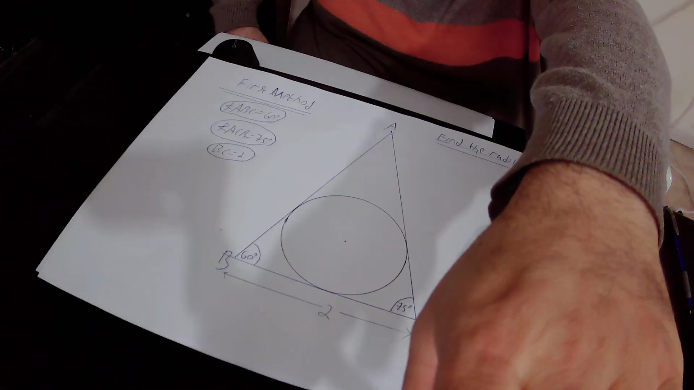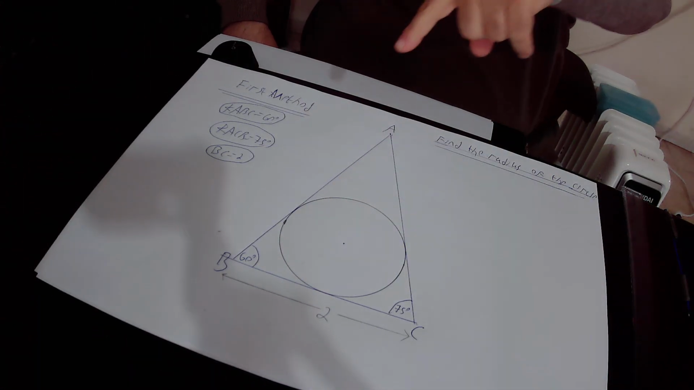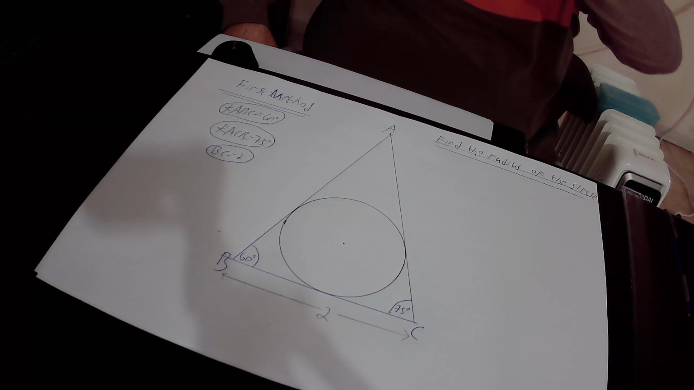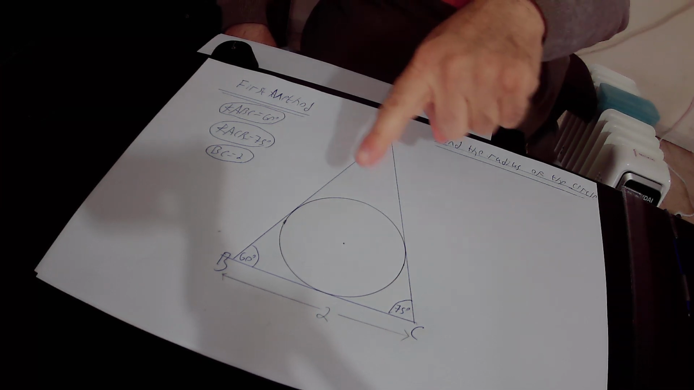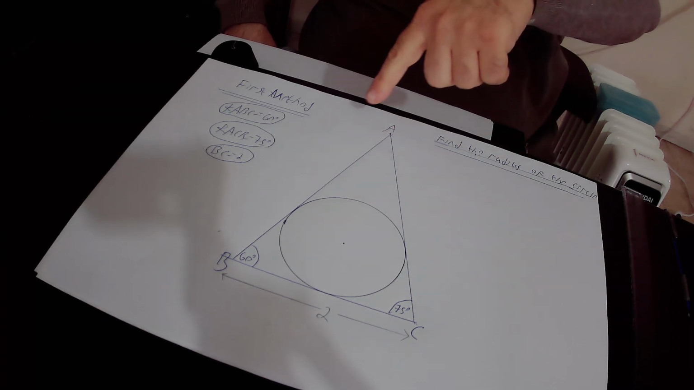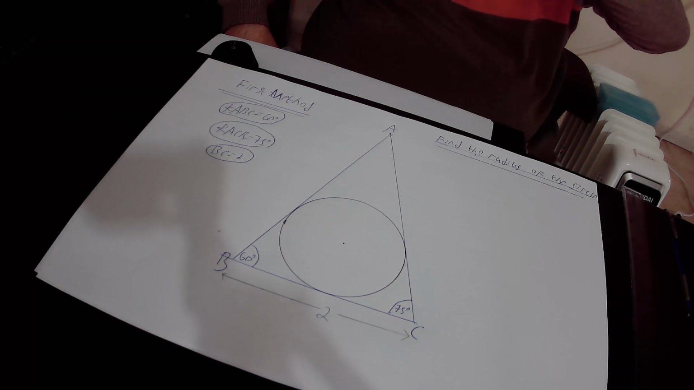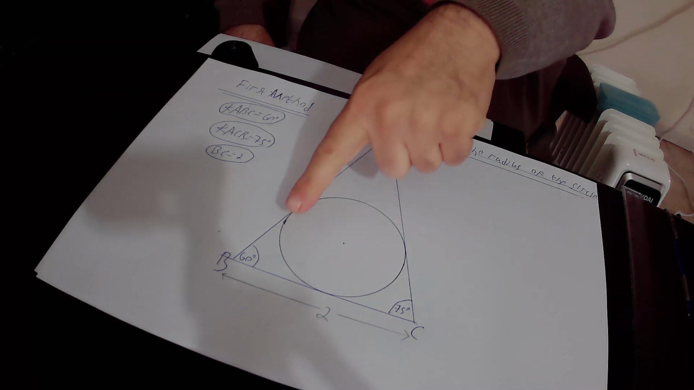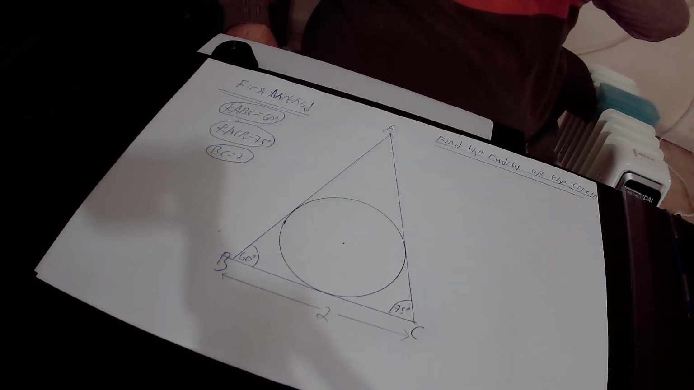In this lecture, we find out the radius of the circle using two different methods. In the drawing, we have triangle ABC, and this triangle ABC blocks the circle, or the circle is inscribed by triangle ABC. In addition, we know that angle ABC equals 60 degrees in its size.